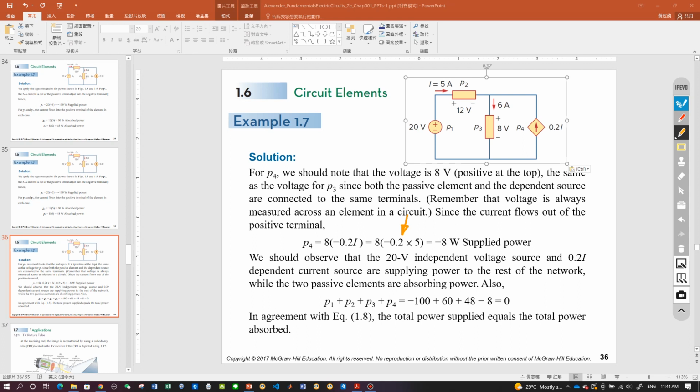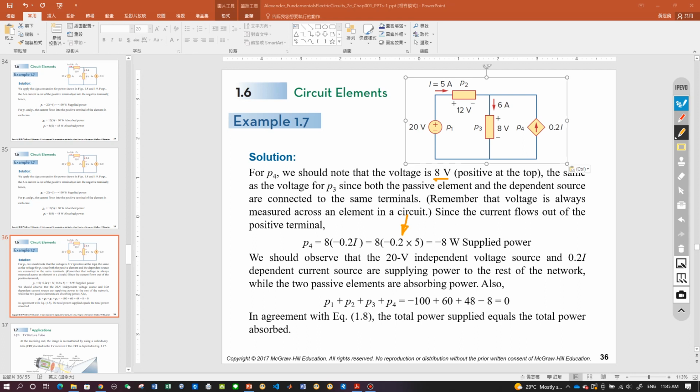For P4, we should know that the voltage is 8 volts. Why? What is 8 volts? The first thing is, why is it 8 volts? Because this is a parallel connection. There is something here connected together, here connected together. There's an 8 volts. Of course, if we put it here, we know this is the same.